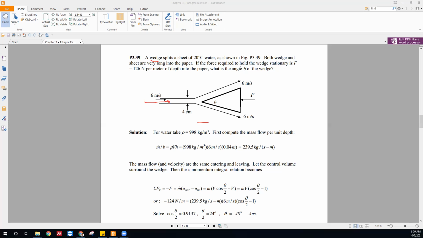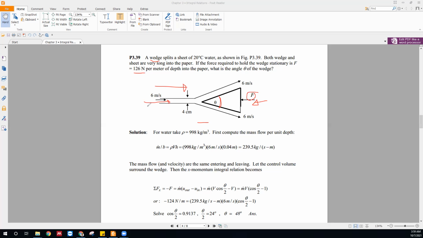Now, if the force required to hold this sheet stationary is F equals 126 Newton. You see, the force that is required is 126 Newton. Since the flow is in this direction, you need to place the force in this opposite direction. Per meter of depth into the paper, what is the angle theta of this wedge? So we need to calculate this theta, right?